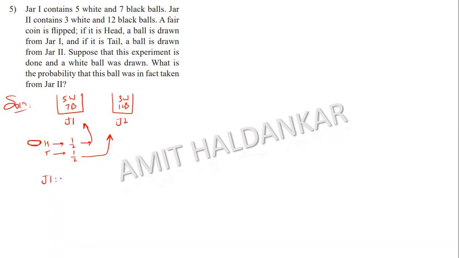J1 is, let's say, ball is drawn from jar 1. And J2, if I say, ball is drawn from jar 2. Okay, ball is drawn from jar 2.